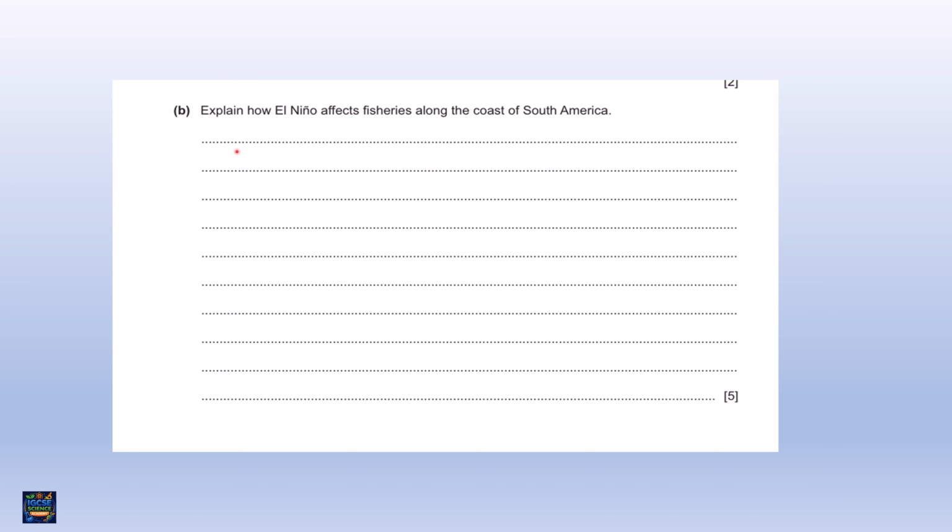So this is an explanation question which carries 5 marks, and the question is: explain how El Nino affects fisheries along the coast of South America. You need to write the explanation of how El Nino affects fisheries along the coast of South America. You need to write the answer according to the marking scheme. This question carries 5 marks and you need to explain according to 5 marks.